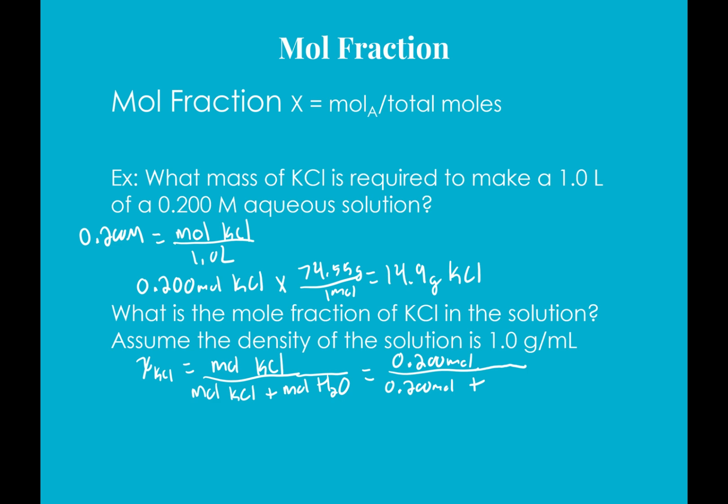All we know is that we have 1 liter of solution and we know its density. So if we have the density of the solution, which is mass over volume, and we know the volume of it, we can find the mass of our solution. So the mass of our solution is just density times volume, which would be 1 gram per milliliter times 1,000 milliliters, which gives us 1,000 grams of solution.